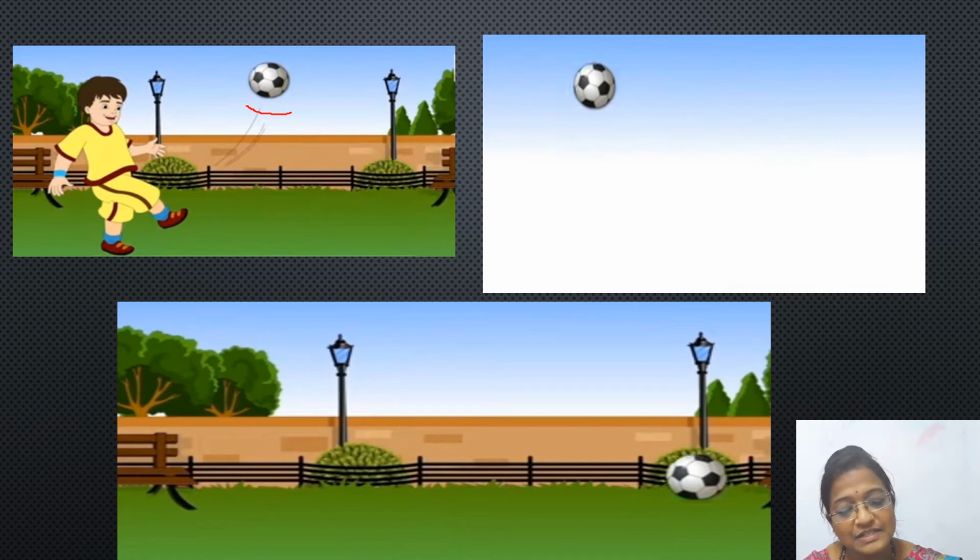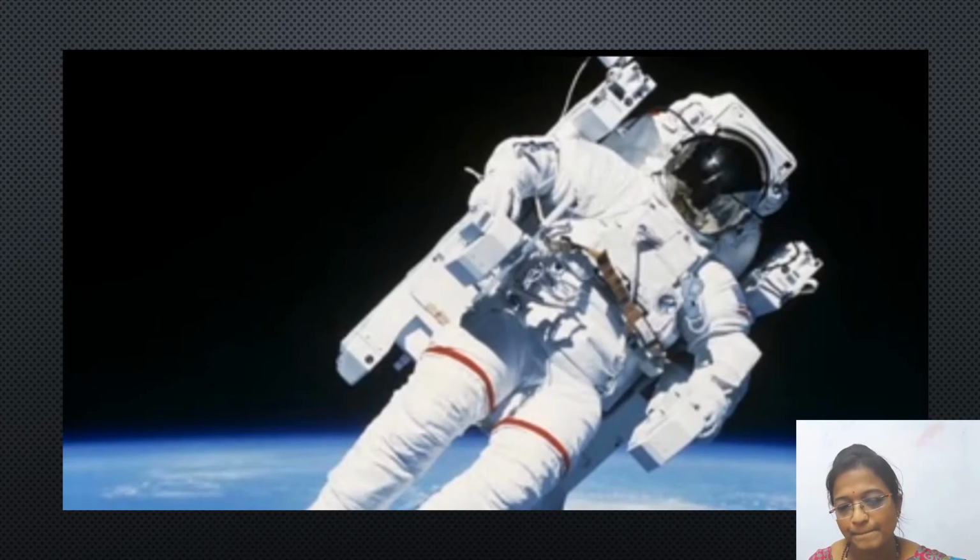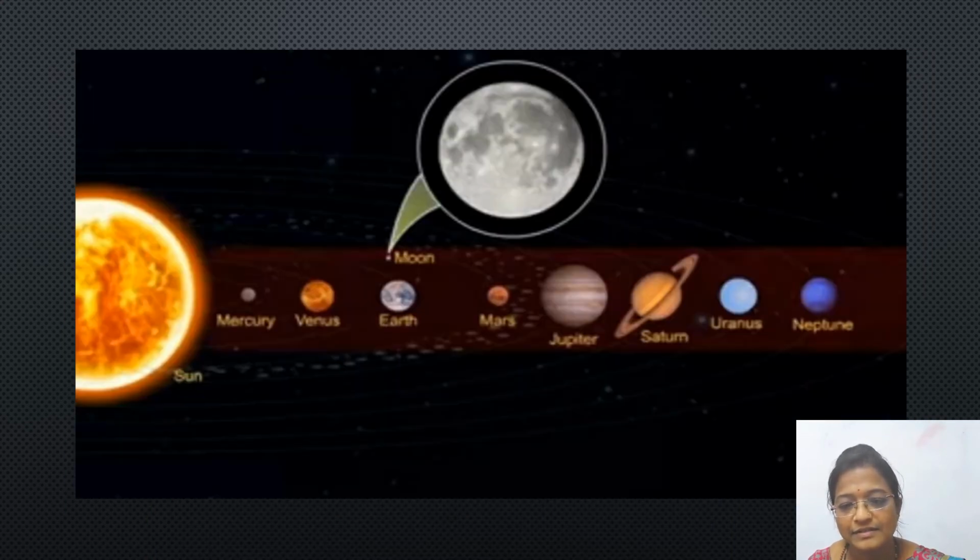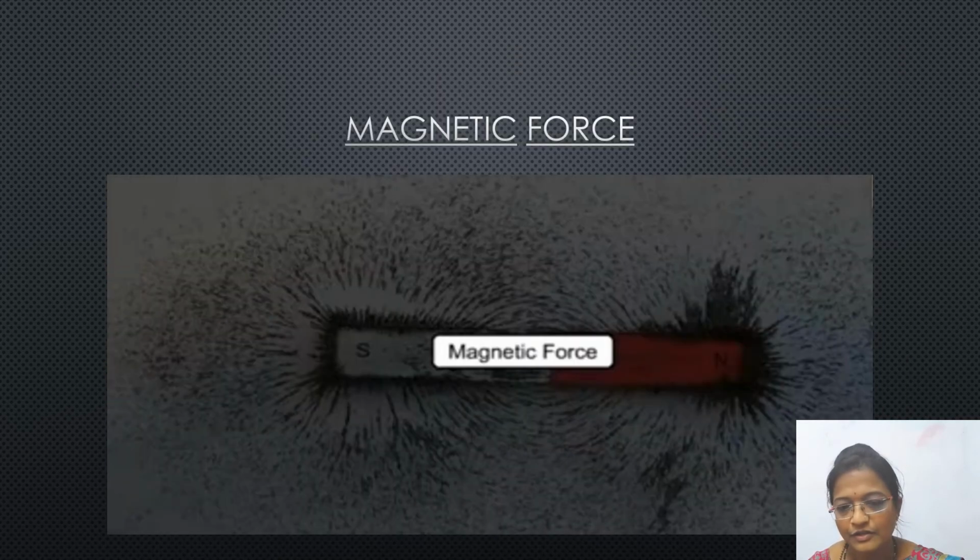After this, the next force is magnetic force. As you can see here, Earth and here Moon. Other than the Earth, Moon also contains a gravitational force. Now next is magnetic force. As you all know, what is a magnet? It is a force exerted by a magnet. A magnet is a natural substance having the ability to attract iron objects.